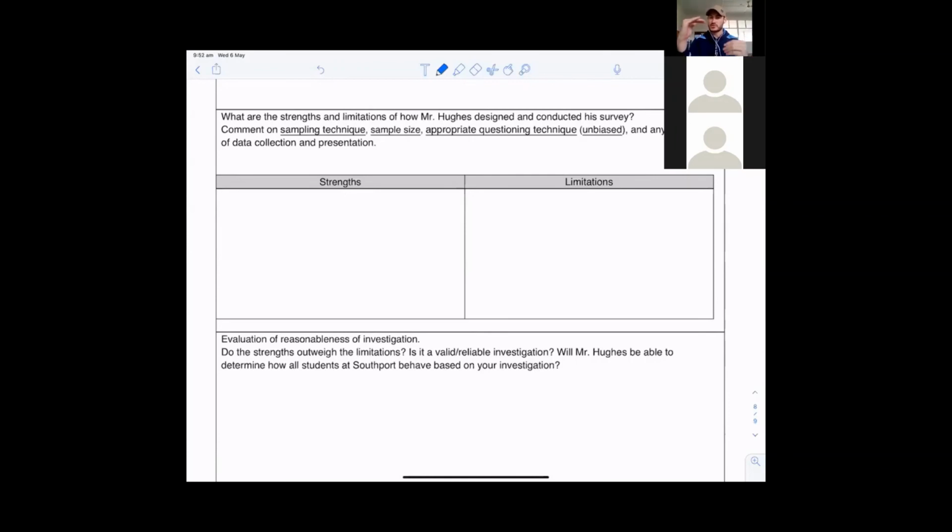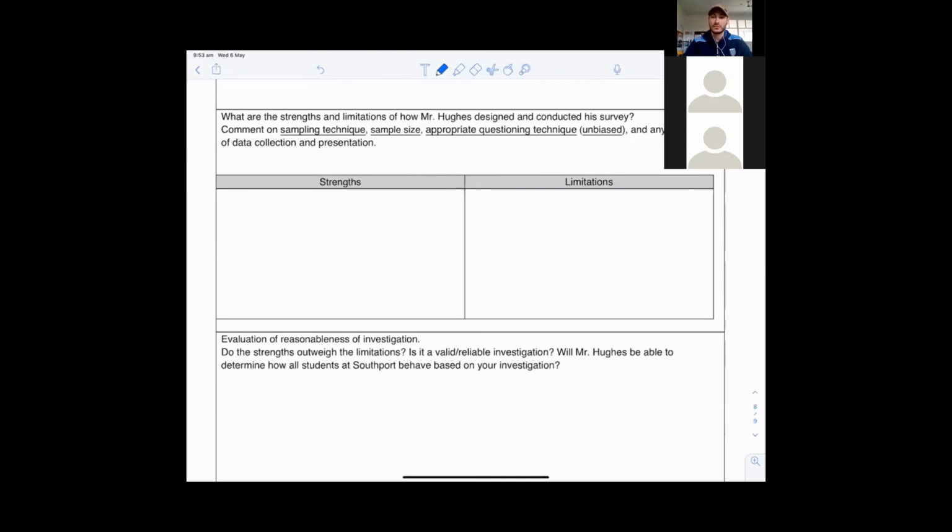Okay, so when you're thinking about strengths and limitations, think about what Mr. Hughes did when he conducted the survey that was good. That's a strength. What he did that was bad, that's a limitation. Okay. And there's some examples there about what you can discuss. You can discuss sampling technique, sample size, the questioning technique. Was it biased, unbiased? Random sampling, is that good? Is that bad? That sort of thing.